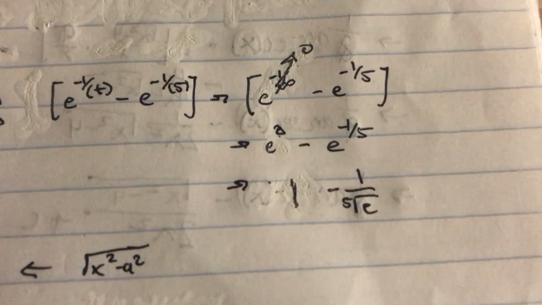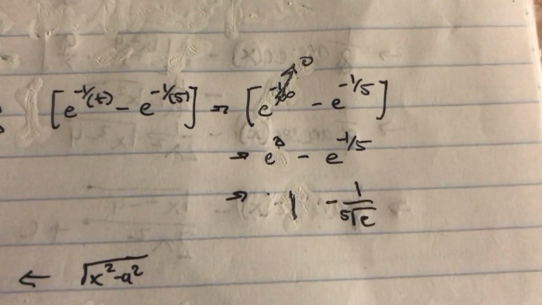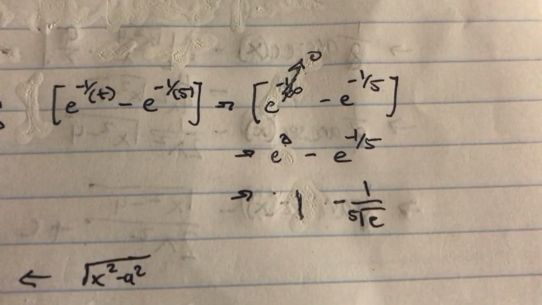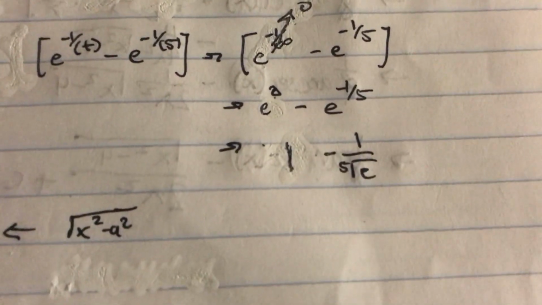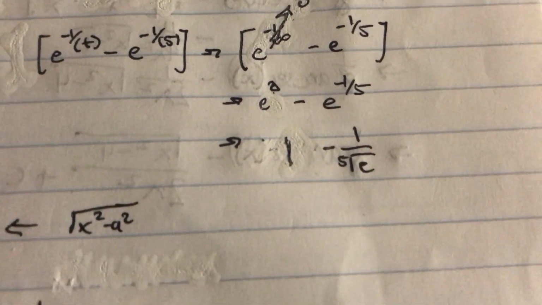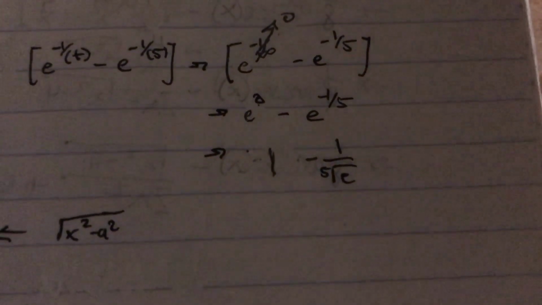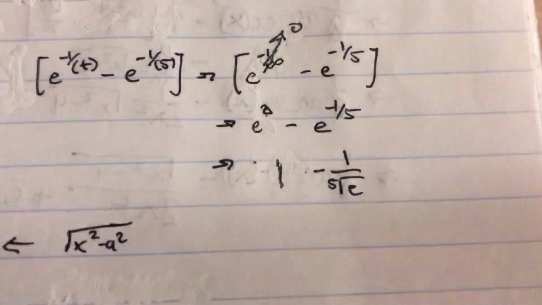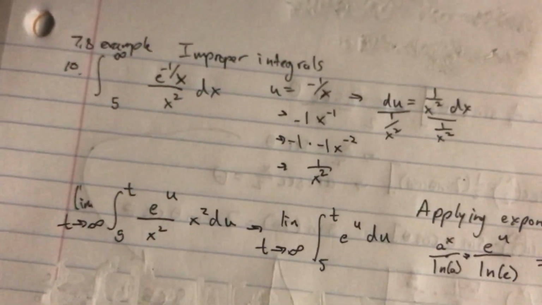And now the overall expression is just e to the 0 minus e to the power of negative 1 over 5. And then e to the 0 power is just 1, minus 1 over the 5th root of e. And that is the answer to this improper integral.